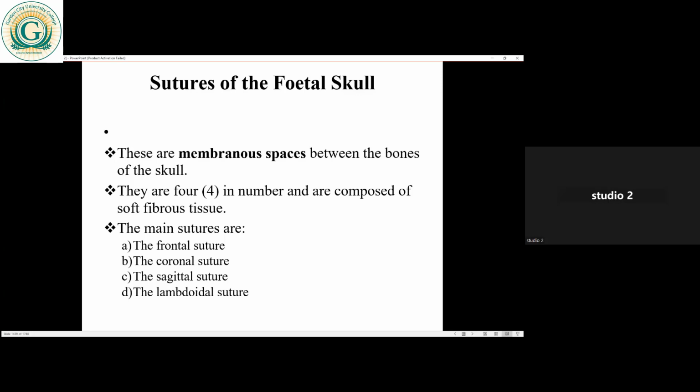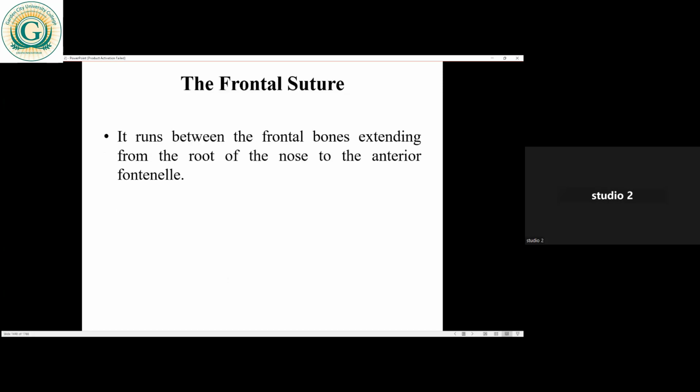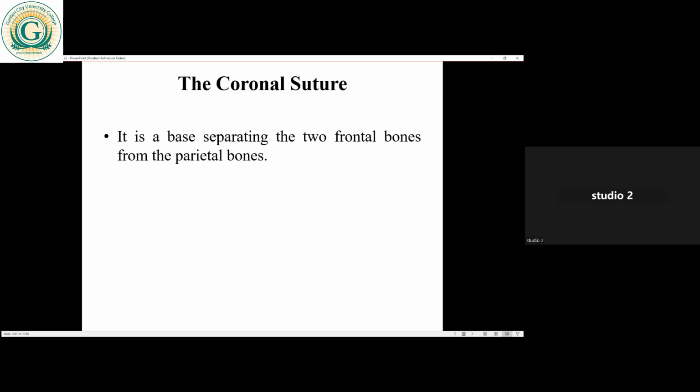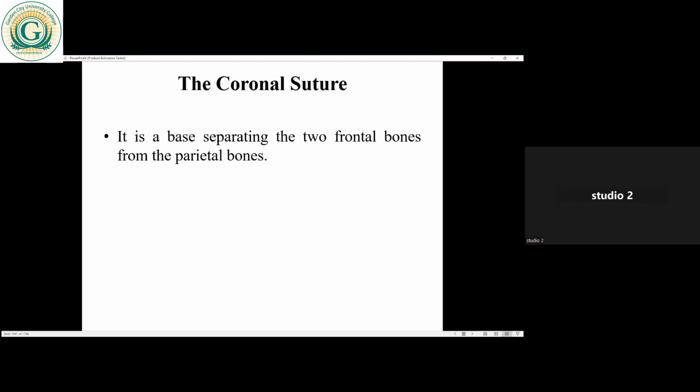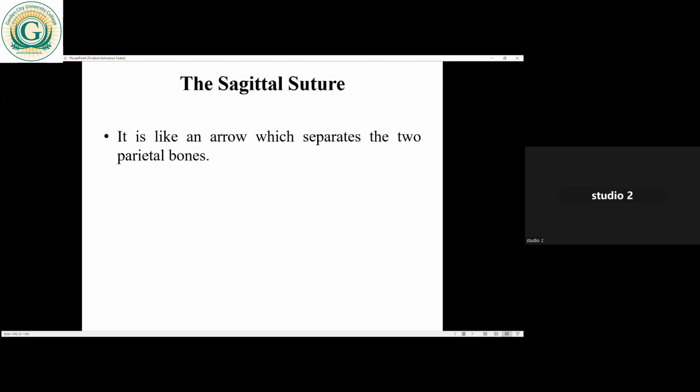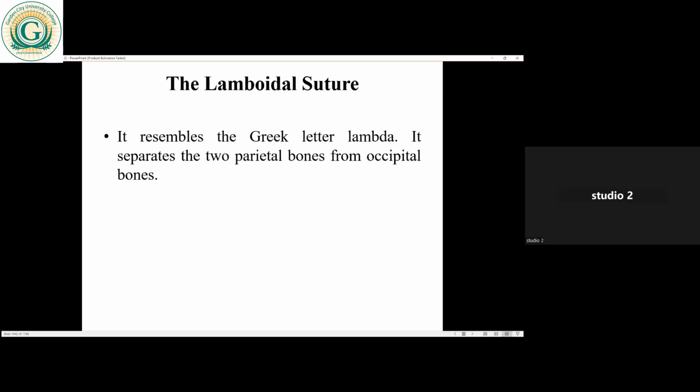As I said, the frontal suture extends from the root of the nose to the anterior fontanelle. Then we have coronal, separating the 2 frontal bones from the parietal bones, and then we have sagittal. It is like an arrow which separates the 2 parietal bones. And then we have lambdoidal. It's like the Greek letter lambda, that's why it's called lambdoidal. It separates the 2 parietal bones from the occipital bone.